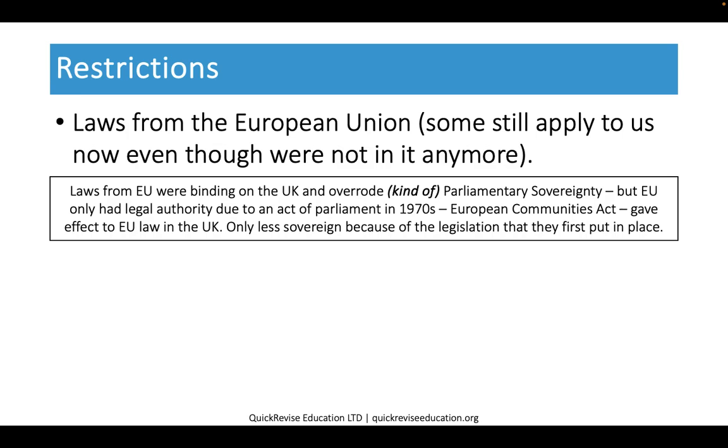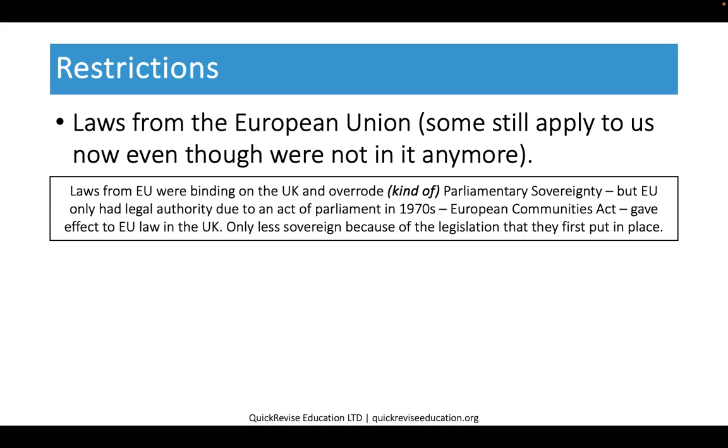The only reason that the laws that the European Union had made had legal authority in the UK is because Parliament said that they could. That's in the 1972 European Communities Act, and that goes on to a case that we'll look at in a minute as well.